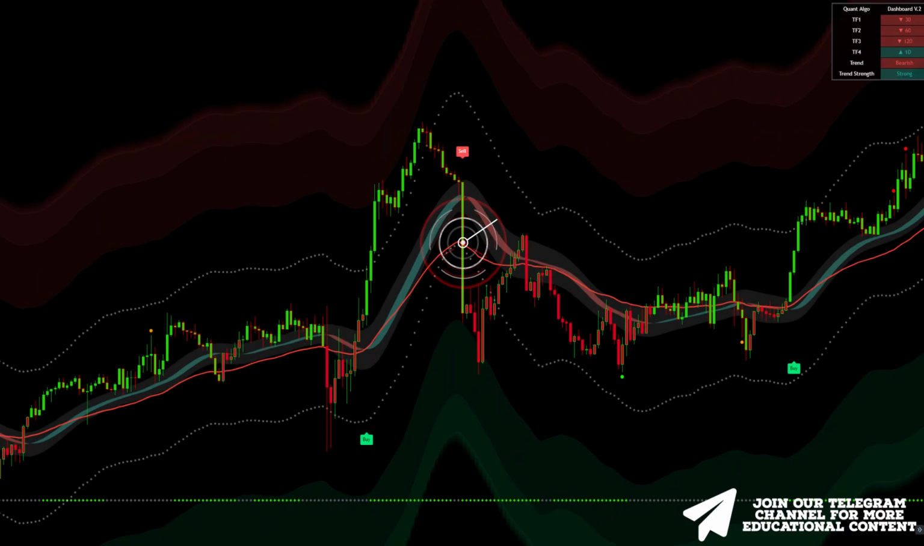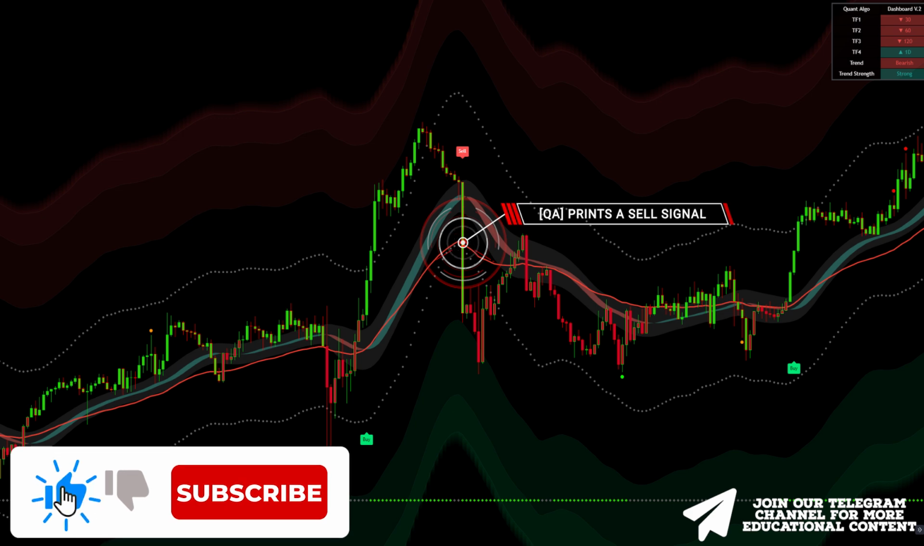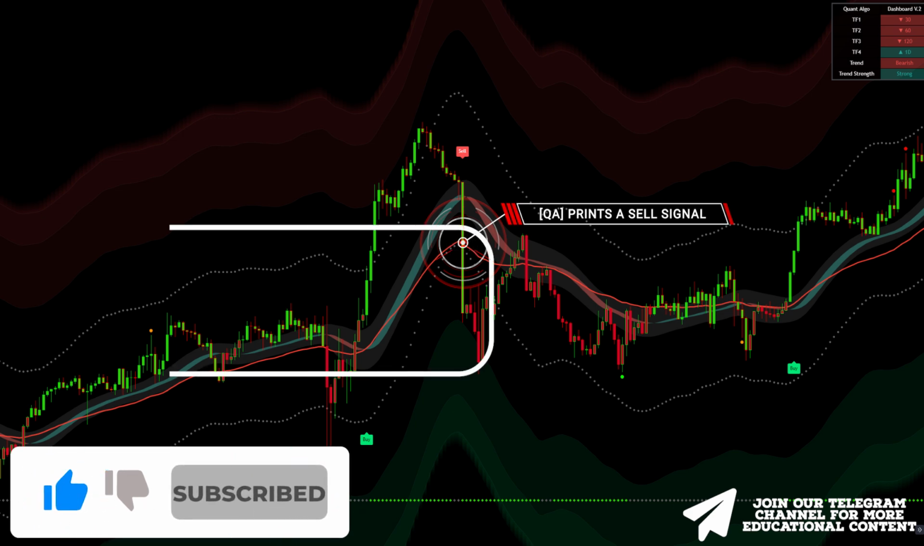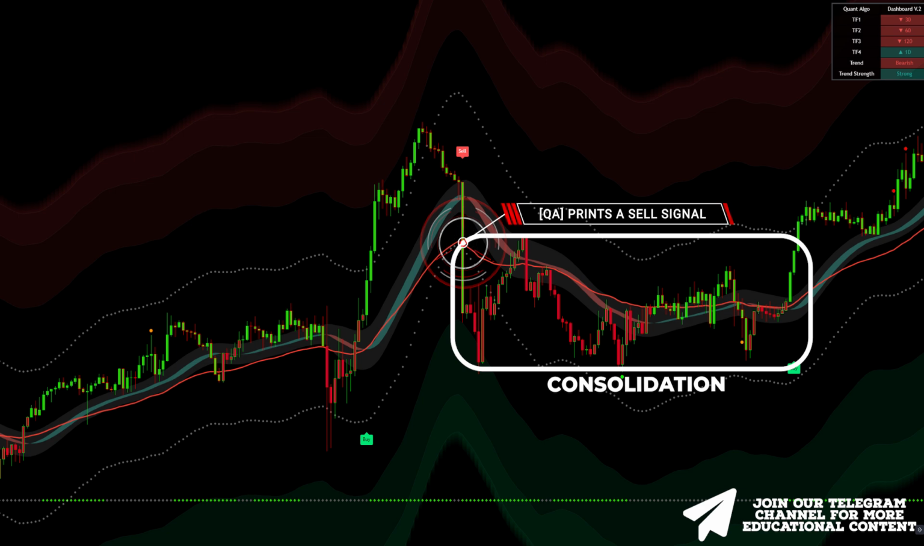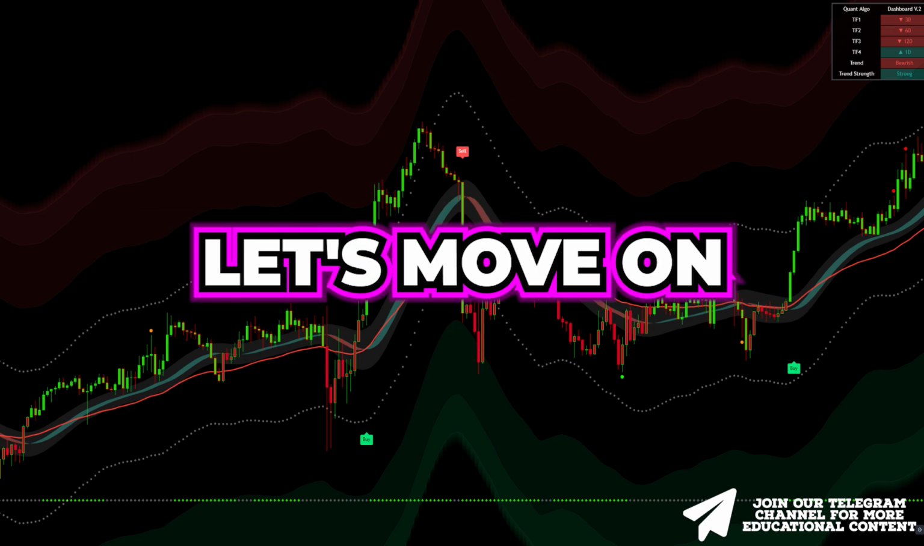In the bearish scenario, there was a sell signal that arose on a significant momentum candle. As a result, the momentum candle led to price consolidation and a subsequent reversal to the upside. Now, let's move on to the next topic.